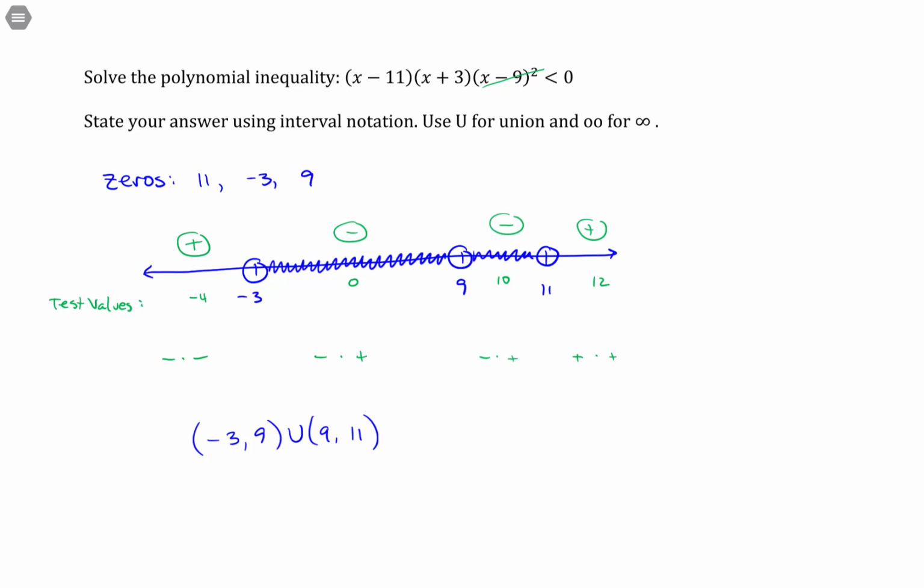And be careful not to join this into one set, because if you join this into one set and say it's -3 to 11, this particular set includes 9, but 9 is not a possibility, so you do have to skip that over, so make sure you don't answer with that.